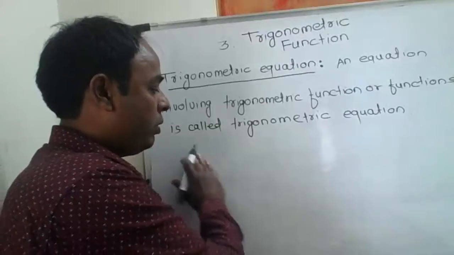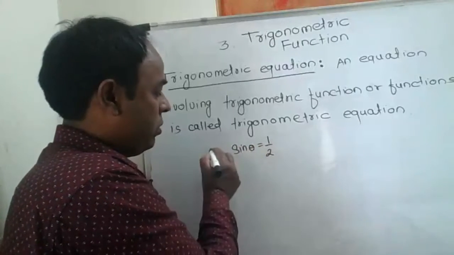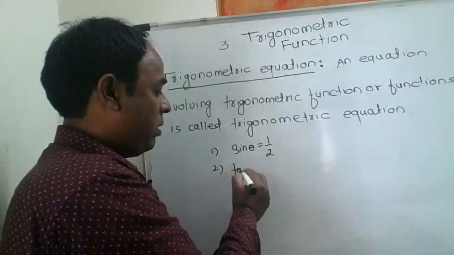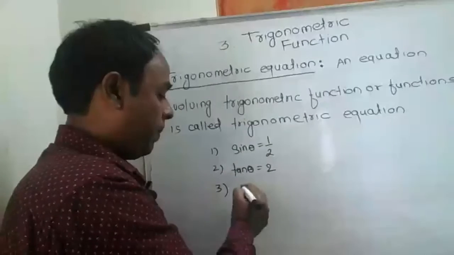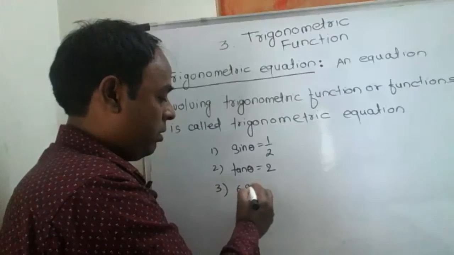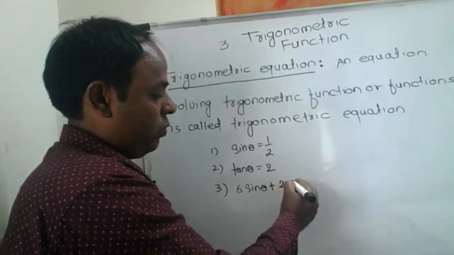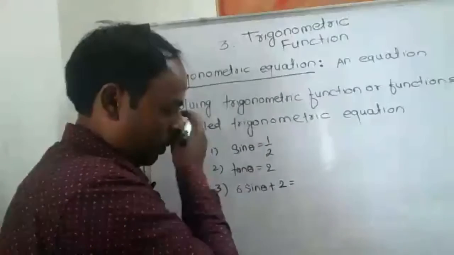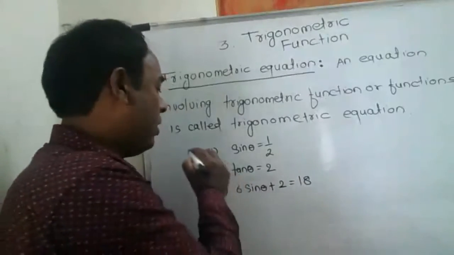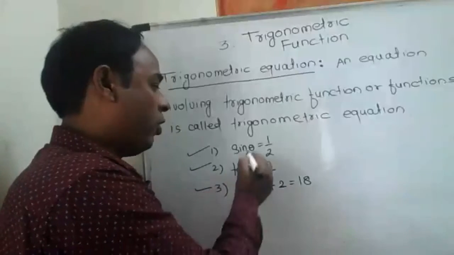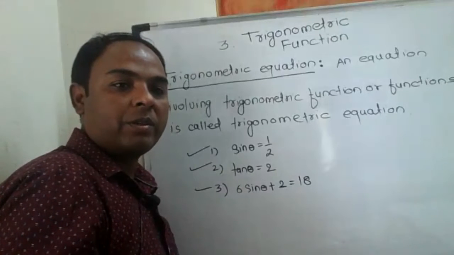So I can give you examples: sine theta is equal to 1 by 2. Tan theta equal to 2. What is the third one? 6 sine theta plus 2 is equal to 18. So in this, there is a trigonometric function. These are the trigonometric equations in which trigonometric functions are involved. So this is the definition of trigonometric equations.